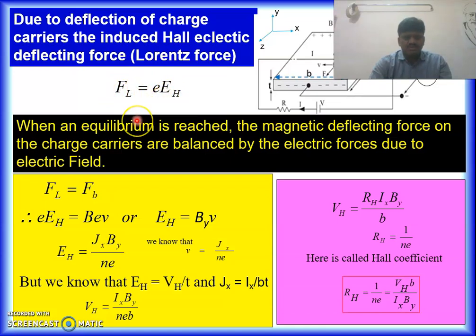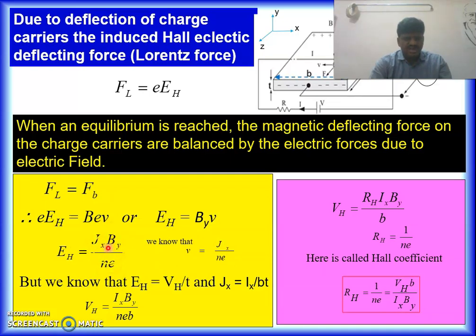At an equilibrium condition, we know that this applied deflection force should be equal to the Lorentz force on the deflected charges. Therefore, eEH is equal to BeV, or EH is equal to BV, where V is the drift velocity of the electron due to the applied current. We know that V is equal to Jx by Ne. By substituting this, we will get EH is equal to JxB by Ne.